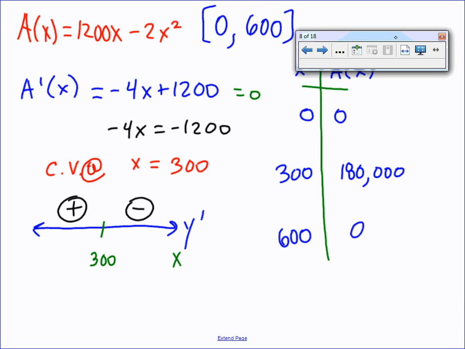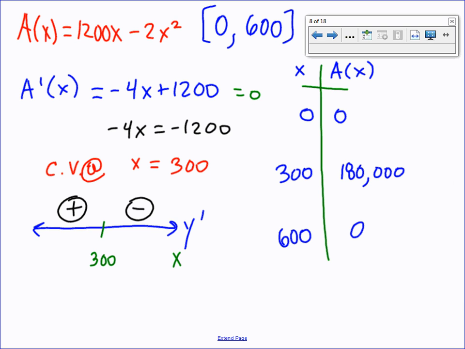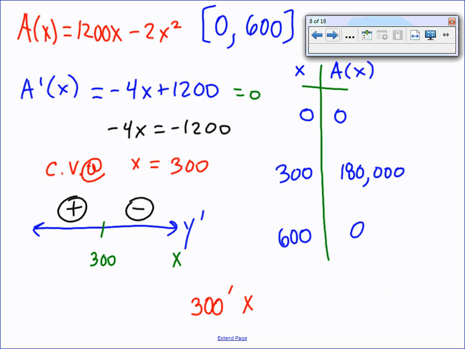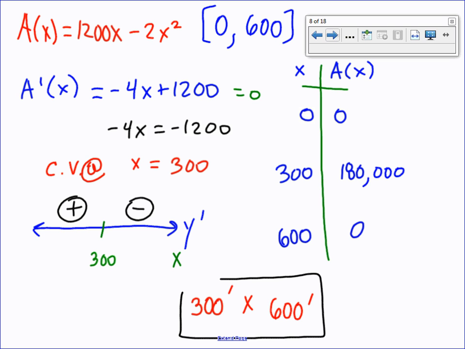It looks like my area is maximized when my horizontal dimension of the fence is 300 feet, by, and now we have to go and figure out what the y value is. No problem. When x is 300 feet, then y is given by 1200 minus 600, which is 600 feet. And so it looks like 300 feet by 600 feet are the dimensions of the field that maximize the area. And that's why we're going back to this, because the question was, what are the dimensions of the field?